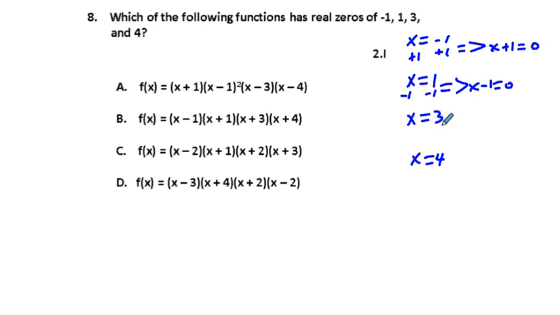And for x equals 3, if we subtract 3, we get x minus 3 is equal to 0. And finally, for this last one, x equals 4, we get x minus 4 is equal to 0. So you're looking for these factors here. And where do you see these factors? Well, I think I'm seeing them all in answer choice A. Right? Okay.